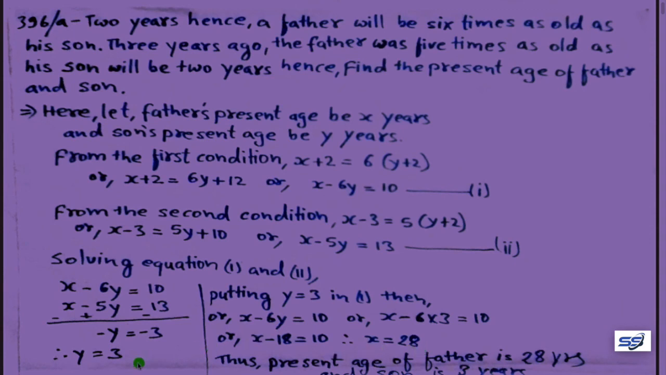Now y equal 3 and x equal 28. We considered that the father's age is x, it means the father is 28 years, and the son's present age is y, it means the son is 3 years old. In this way we have solved this age problem of father and son.